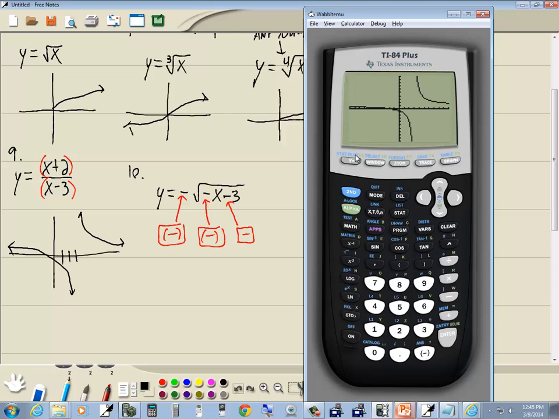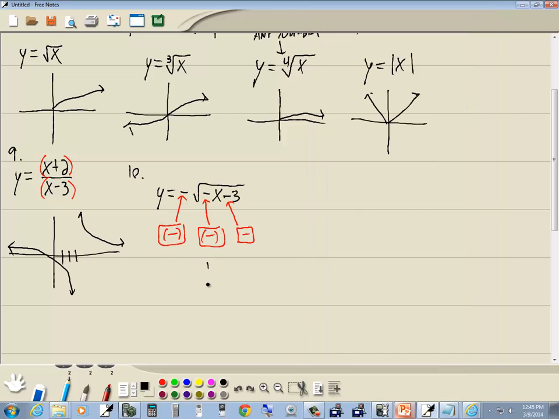Okay, we'll press our Y=, press clear, put in my negative, and then I want square root, so I'll do second x squared, put a negative x, and then minus 3, and I'll put a closing parentheses to close the square root, and then graph. And that'd be our answer.